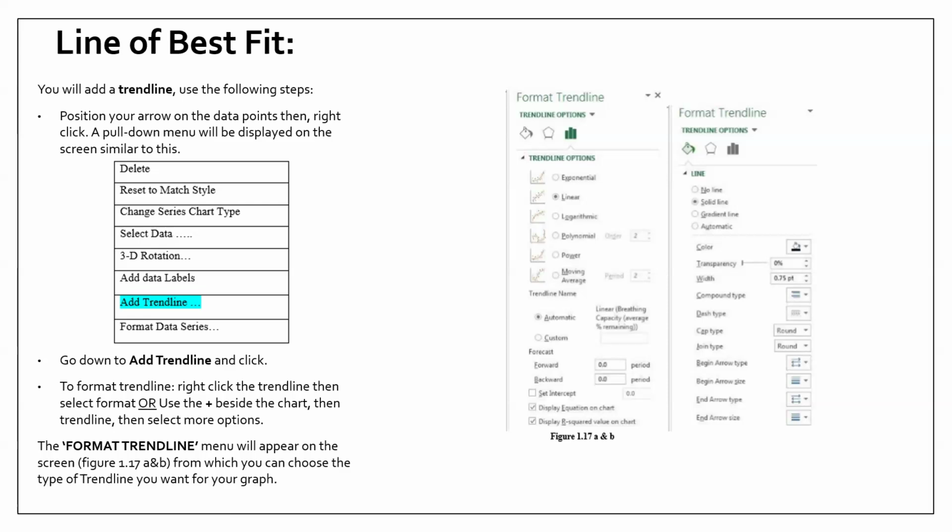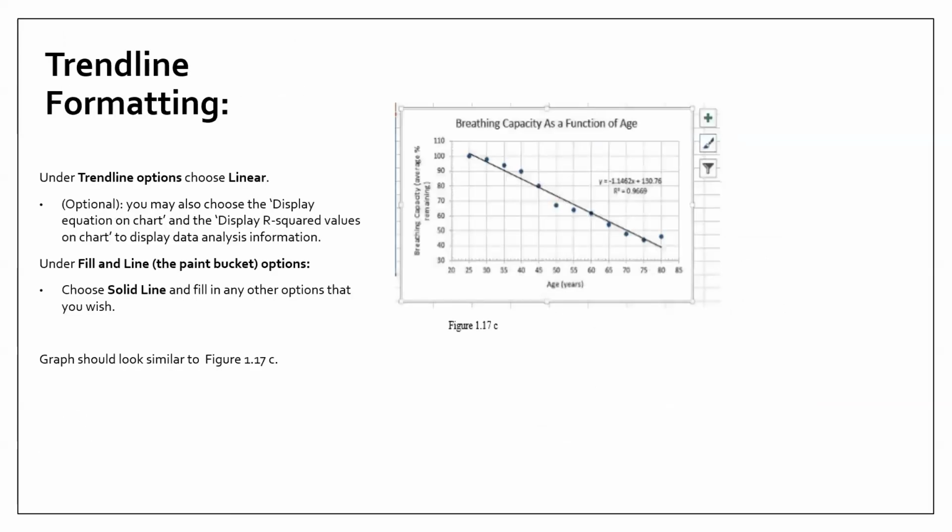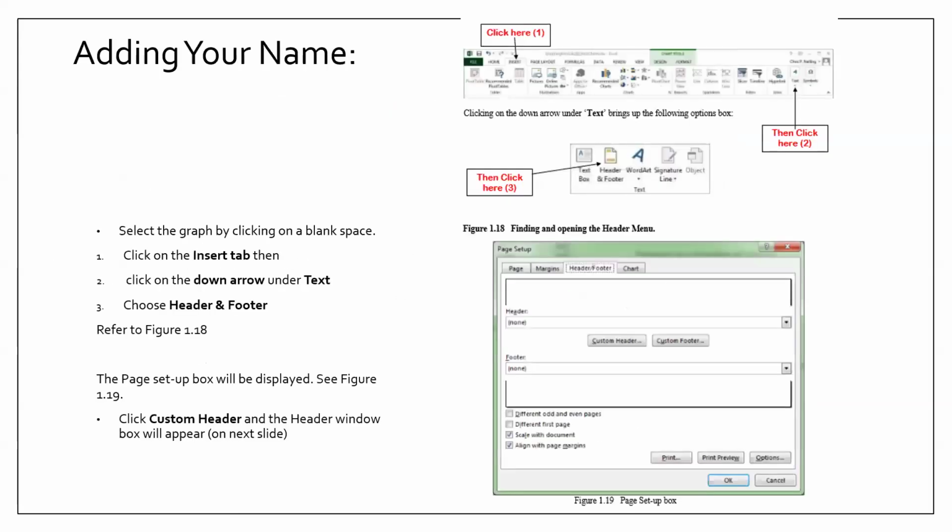To format the trend line, right click on the trend line, then select Format, or use the Chart Design tab to chart, then Trendline, then select More Options. Trendline formatting is optional. When adding your name, select the graph by clicking on the blank space.